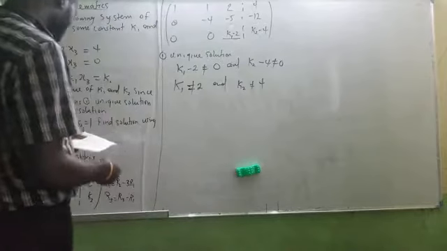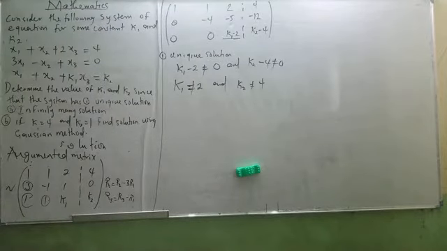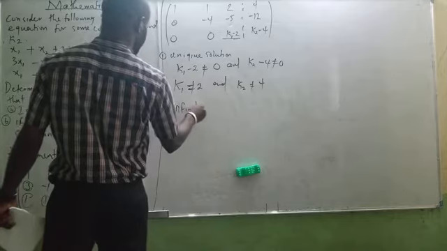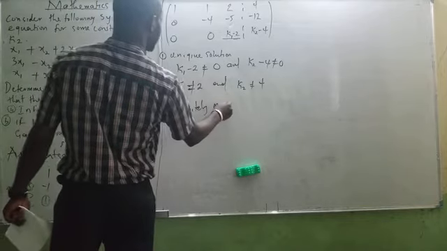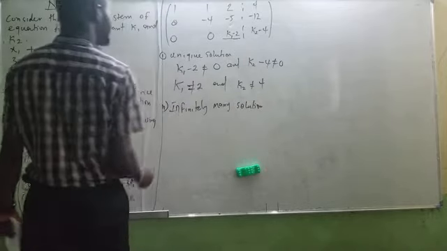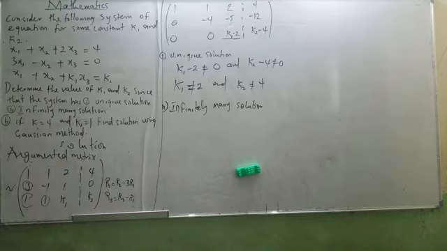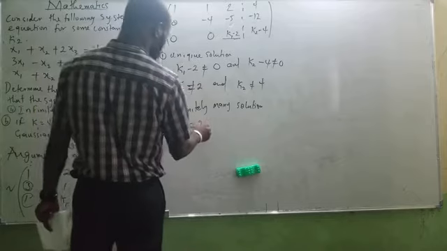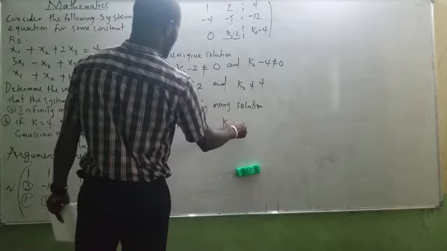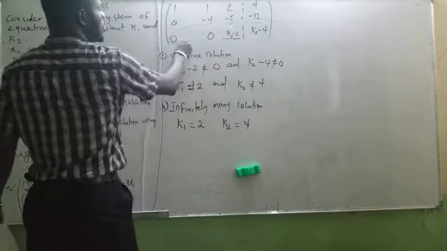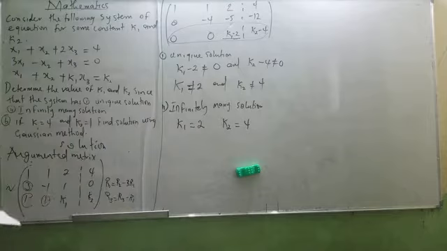Now, the next thing is infinitely many solutions, which is number 2. If it is infinitely many solutions, it means my k1 equals what? 2. My k2 will be equal to what? 4. Now, can you put those things there? You have 0, 0 on the row. It means it's infinitely many solutions.